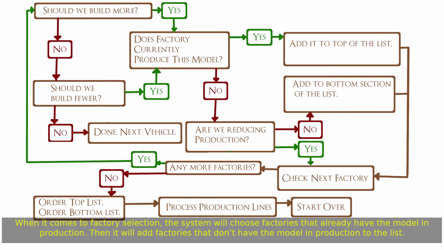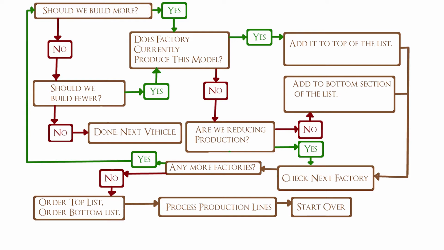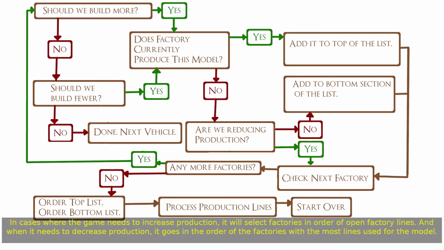When it comes to factory selection, the system will choose factories that already have the model in production. Then it will add factories that don't have the model in production to the list. In cases where the game needs to increase production, it will select factories in order of open factory lines. And when it needs to decrease production, it goes in the order of the factories with the most lines used for the model.